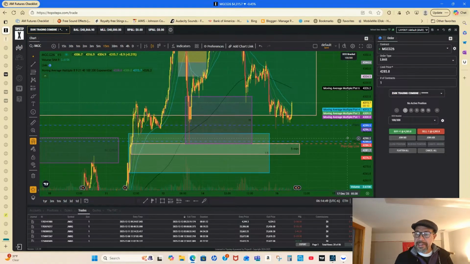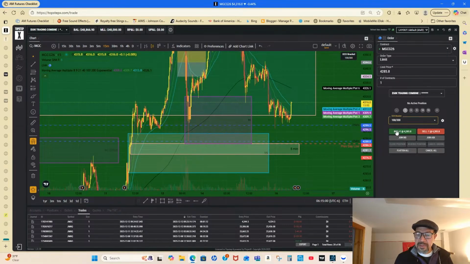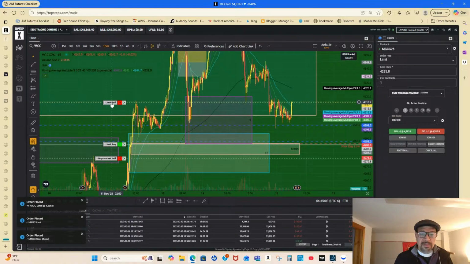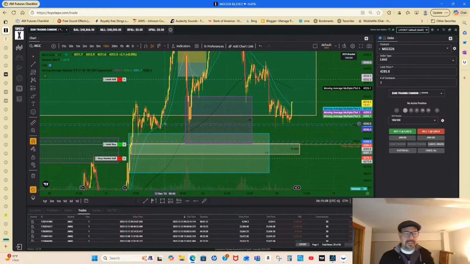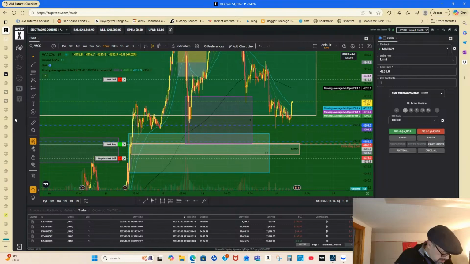Trading combine. And actually with that one, let's see here if it will let me move that up a little bit, and we'll see how that works. And that's it. I'm done. I'm not going to keep trying to find a trade that I can get right this minute.